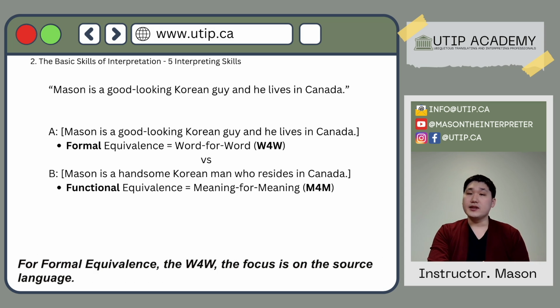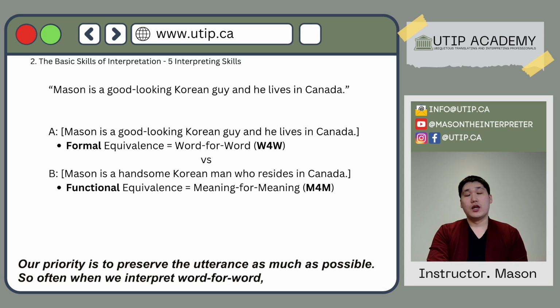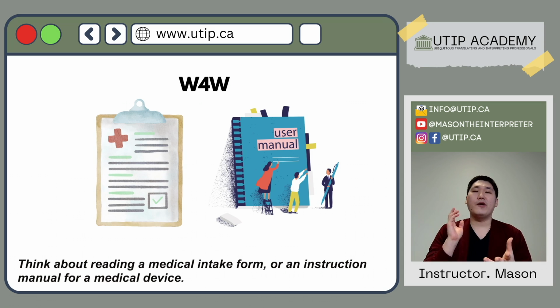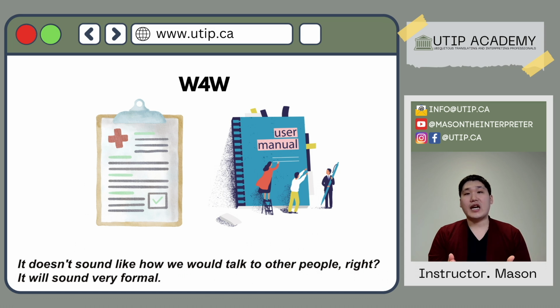For formal equivalence, the W4W, the focus is on the source language. Our priority is to preserve the utterance as much as possible. So often when we interpret word for word, it might sound quite stiff or formal, or in some cases, weird or awkward. Think about reading a medical intake form or an instruction manual for a medical device. It doesn't sound like how we would talk to other people, right? It will sound very formal.